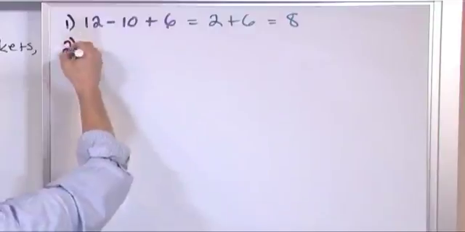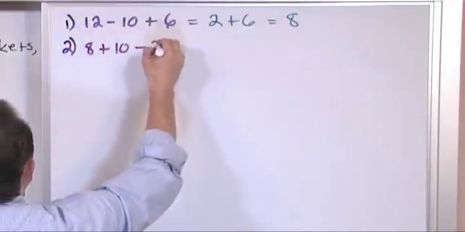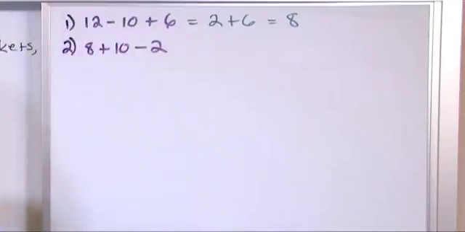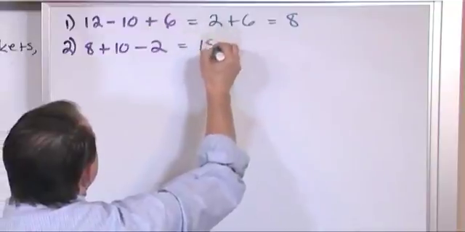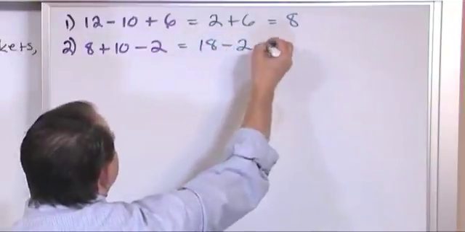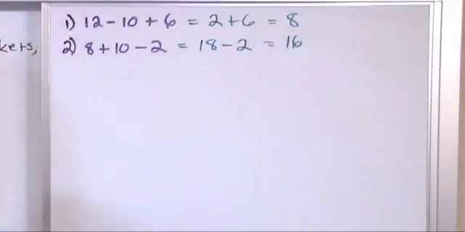So let's go to number 2. What if you have 8 plus 10 minus 2? It's exactly the same thing. There's no parentheses. That's the first thing. There's no exponents. And there's no multiplication or division, so we have to do the addition and subtraction from left to right. So 8 plus 10 is 18. We're going to have to still subtract the 2. So in the next step, we take 18 minus 2, and we get 16. The answer is 16.